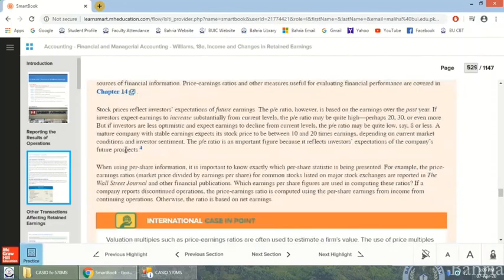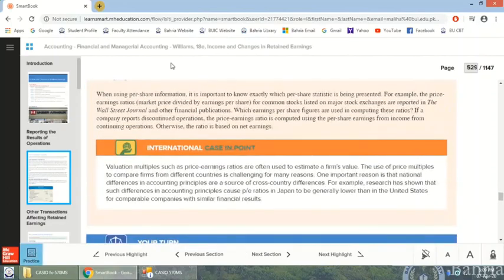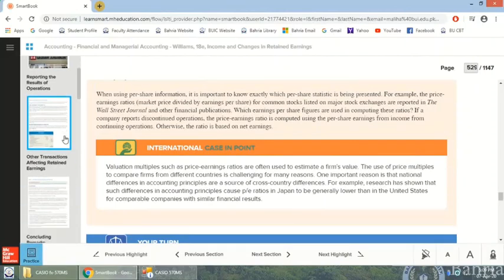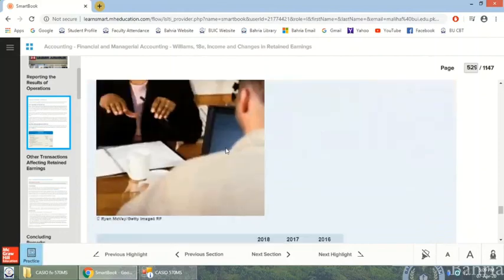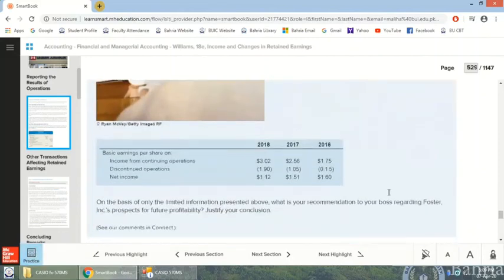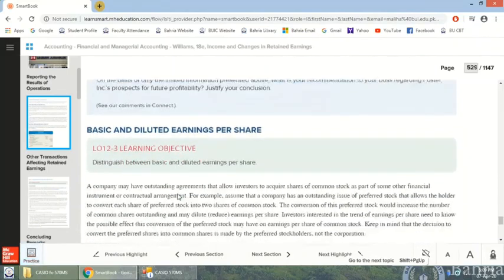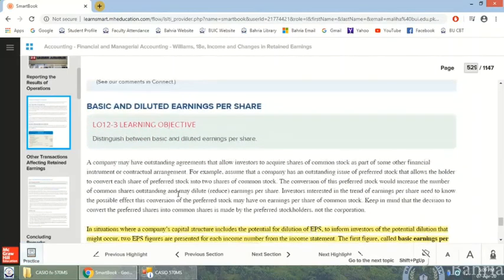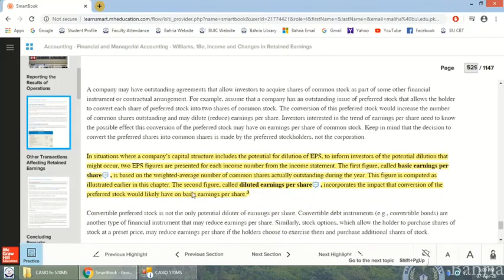Okay. Now, you can read up on the details. This is just a summarization of the previous examples. I've already explained to you what diluted earnings are. Diluted means that you're going to be issuing stocks. Instead of a cash dividend, you're issuing stocks or stock dividends.